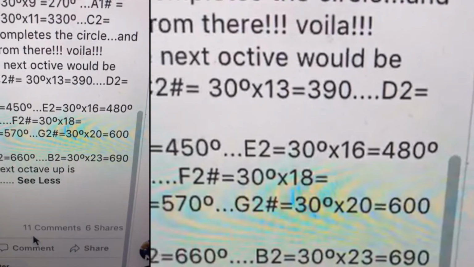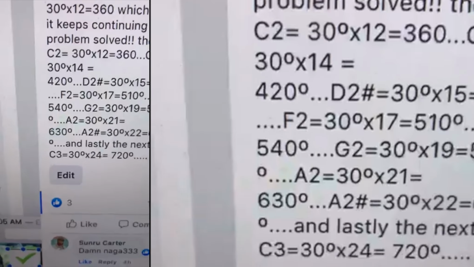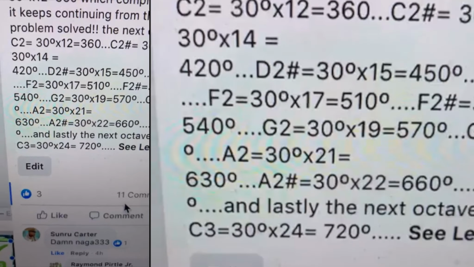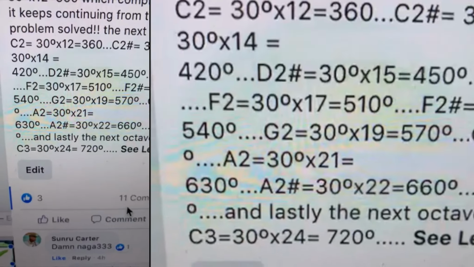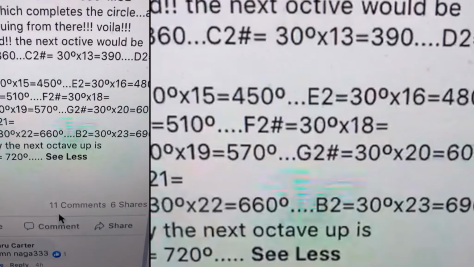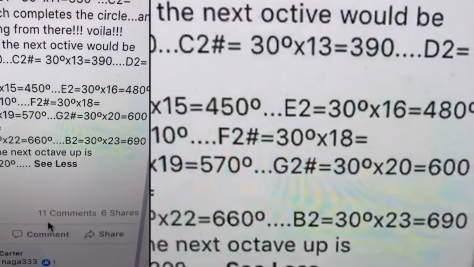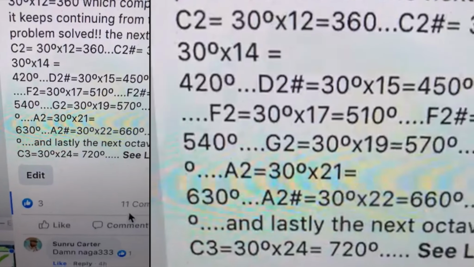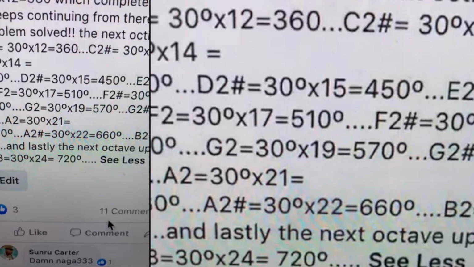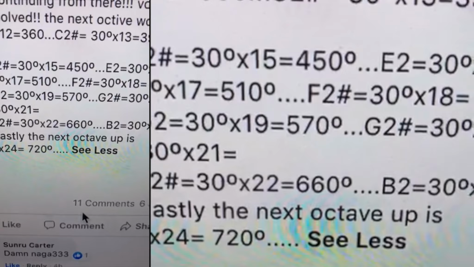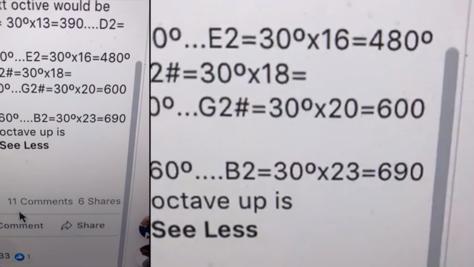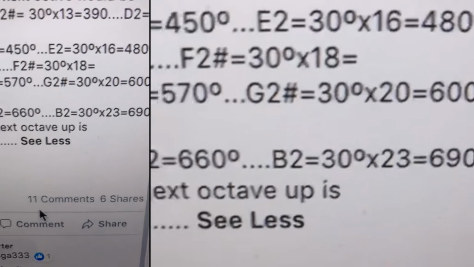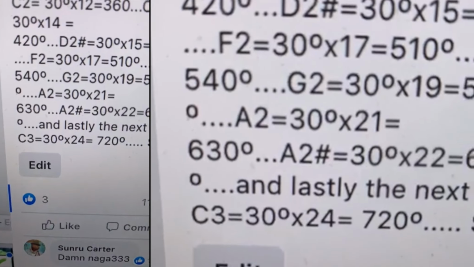E2 equals 30 degrees times 16, which equals 480 degrees. F2 equals 30 degrees times 17, which equals 510 degrees. F2 sharp equals 30 degrees times 18, which is 540 degrees. G2 equals 30 degrees times 19, which is 570 degrees. G2 sharp equals 30 degrees times 20, which equals 600 degrees.